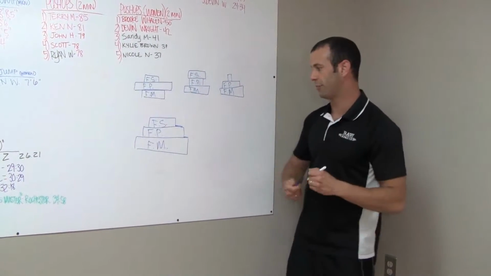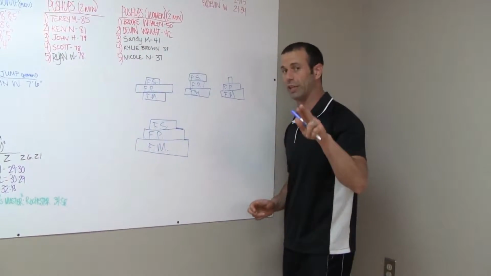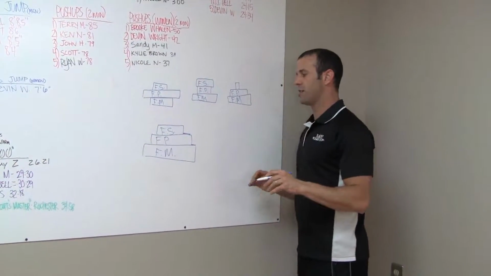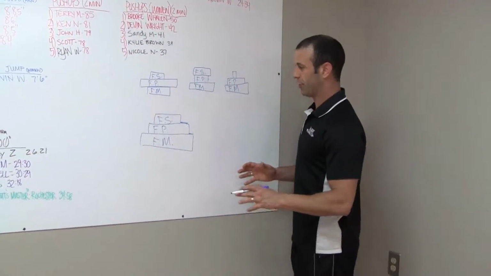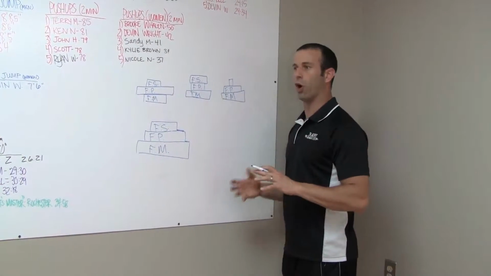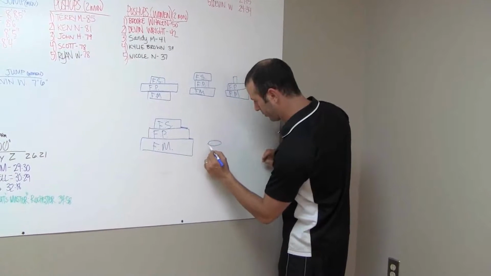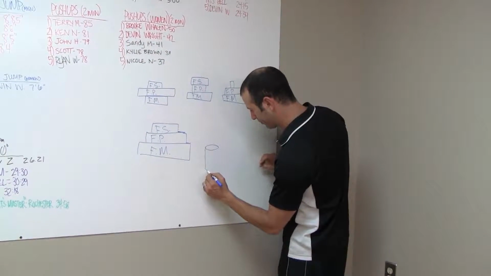I'm going to draw a little diagram so that you guys can see the importance of the relationship between strength and power. All right, so let's say that each athlete is a cup of water, a glass of water, all right? And so here is our glass, okay?